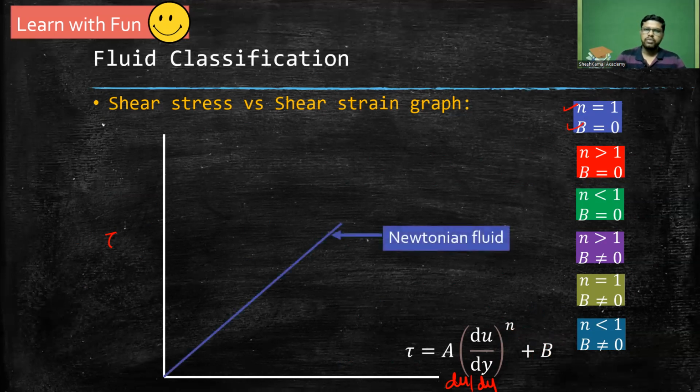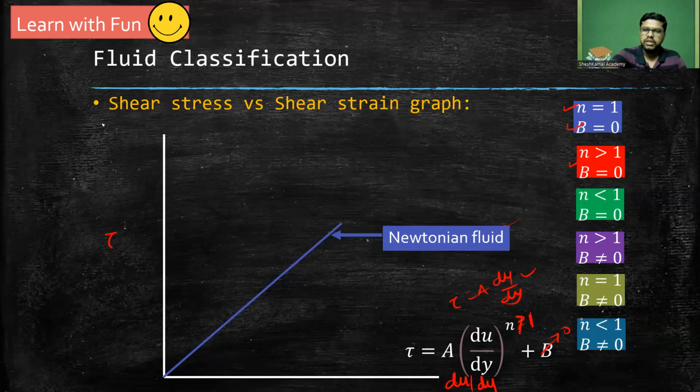Such a fluid is called a Newtonian fluid, and it has a direct relation between shear stress and velocity gradient. So if you put n equal to 1 and b equal to 0, you simply get tau is equal to a du by dy. This is nothing but Newton's law of viscosity, and the fluid which obeys this relation we call a Newtonian fluid. Now the second condition: the value of n is greater than 1, and b value is 0, meaning there is no initial yield.